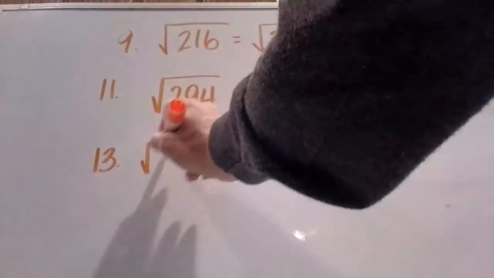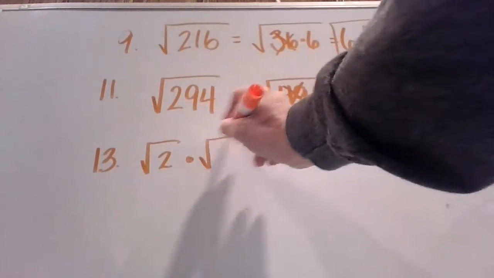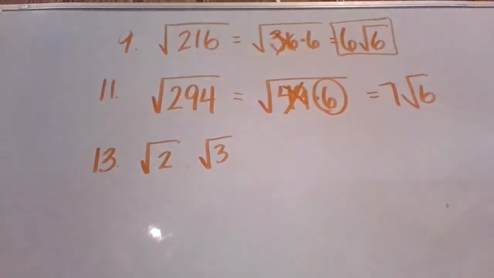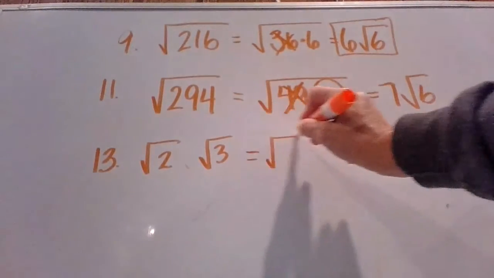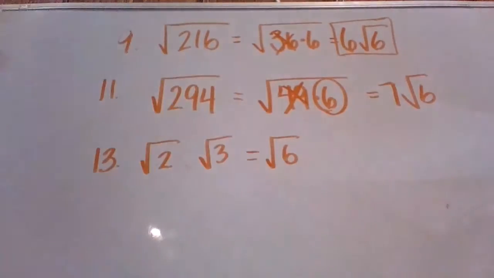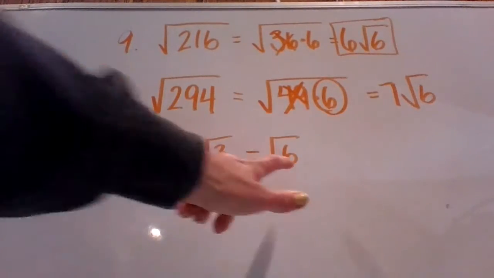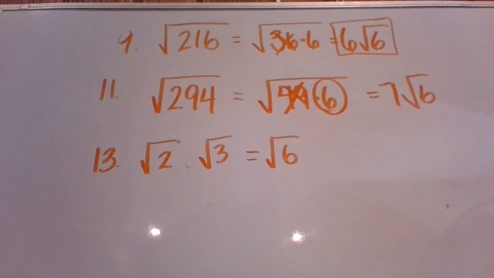Number 13, we're going to multiply now. So the square root of 2 times the square root of 3. Now, these can't be simplified. That's as simple as they can go. So when I multiply those together, I get the square root of 6. Can the square root of 6 simplify anymore? No. So that's your answer.